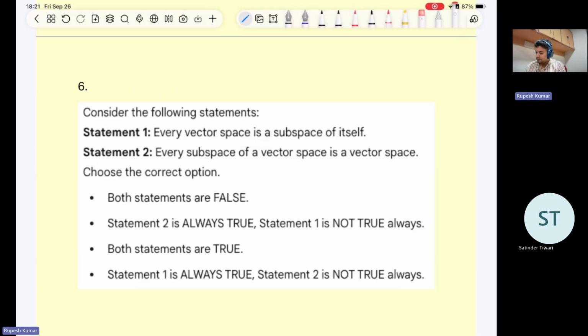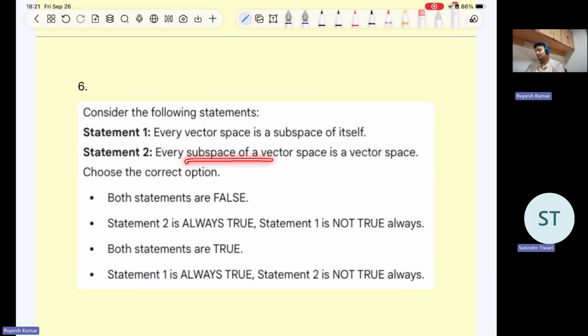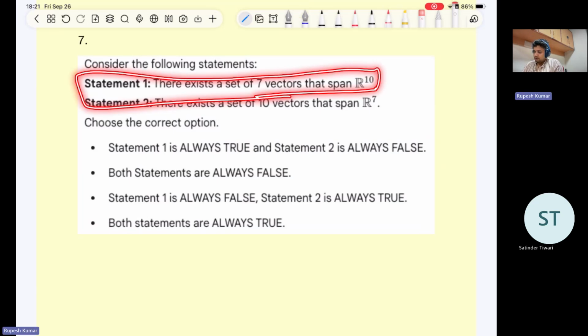Then every subspace of a vector space is a vector space. Is this true? Yes, every subspace will definitely be a vector space, because it satisfies all the properties. So this is also true. Both statements are true. So let's move on to the next question. Consider the following statements. Statement one: there exists a set of 7 vectors that span R10. What is the answer?